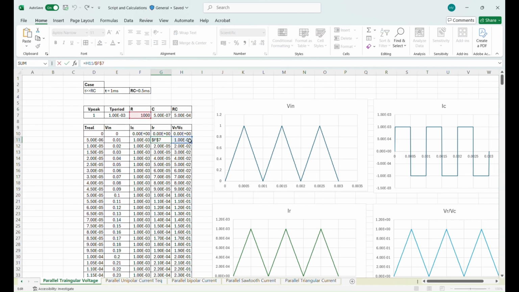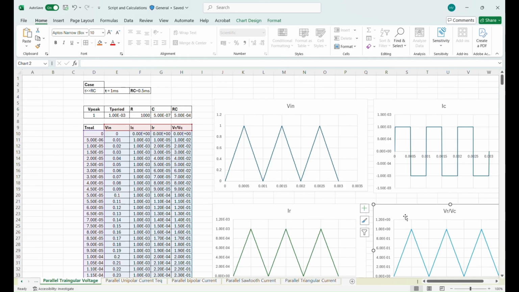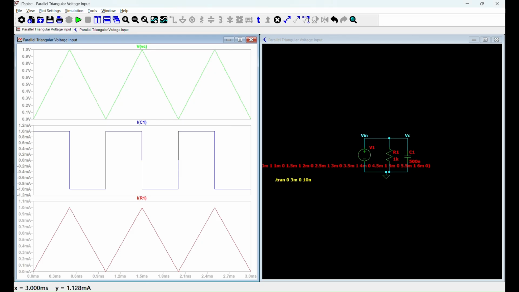IR is equal to VR or VC by R. All of this, IR and VR or VC, looks similar to input voltage because it is parallel to resistor and capacitor. IR is nothing but VR by R and hence it looks similar to the voltage across resistor. Let's simulate this and check.